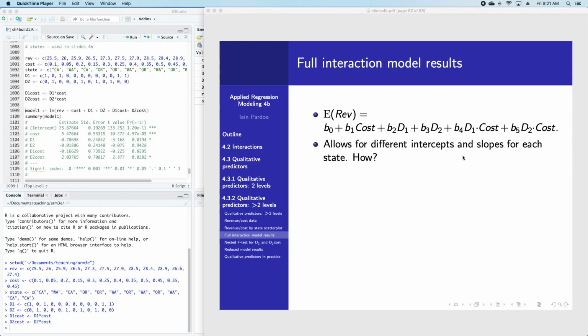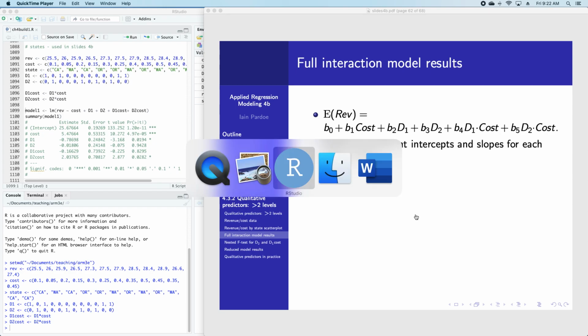So what do I mean? If we think about what this model is doing, it's allowing us to model the expected revenue for a particular cost for different states. I could think about this in terms of a scatter plot where I have revenue on the vertical axis, cost on the horizontal axis, and three separate lines, one for Oregon, one for California, one for Washington. And I'm claiming that those three lines would have different intercepts and different slopes based on this model. So how is that?